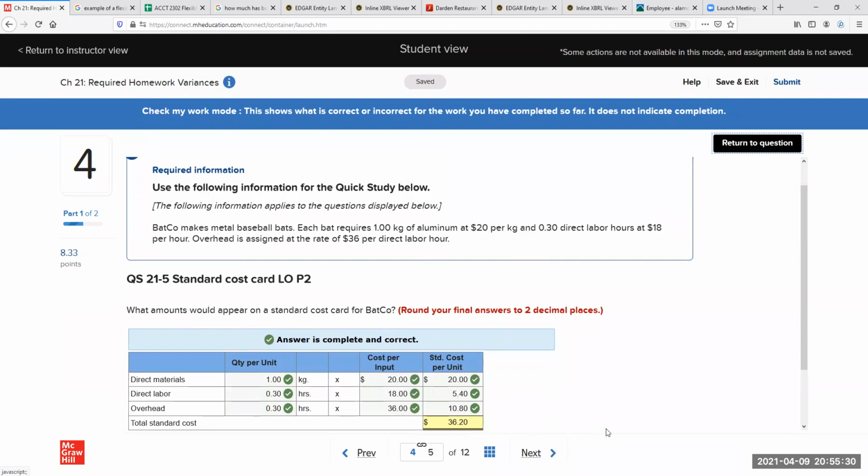If you're at a restaurant, you have to put so many slices of tomato on that hamburger, so much lettuce, so many ounces of onions. So yes, there are standards everywhere. And that's how people reach their goals. And it's also controlling the cost.